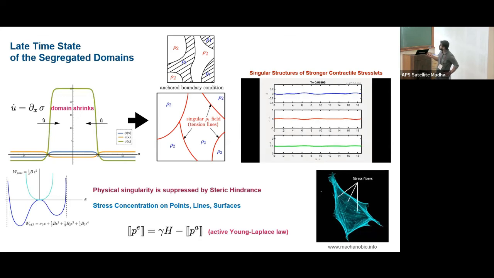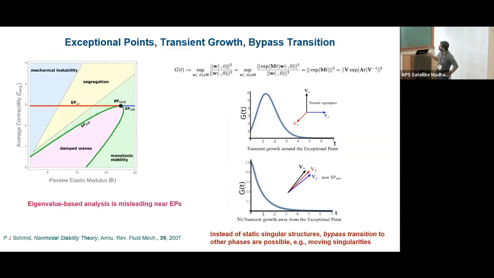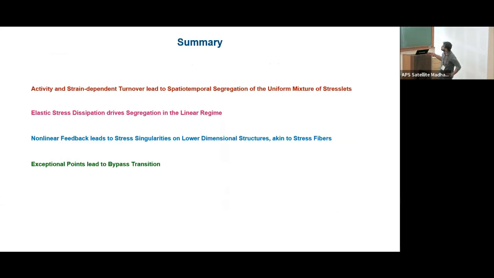Just to conclude, we get an active version of the Young-Laplace law: the curvature of this line and how it is related to the pressure difference across the lines. I am going to skip this. This is about the non-normal dynamics I was speaking about. Just to summarize, activity and strain dependent turnover leads to spatiotemporal segregation, stress dissipation is driving the segregation, and nonlinear feedback leads to stress singularities. Thank you.